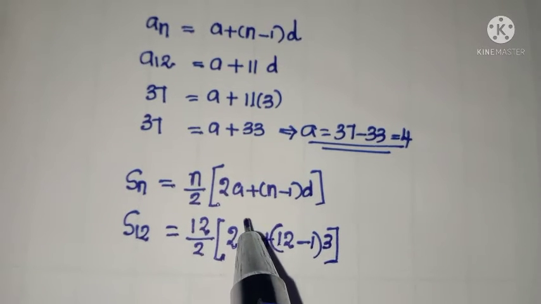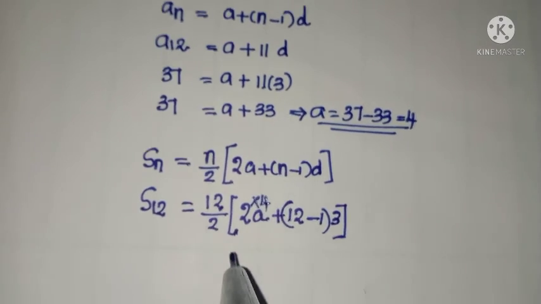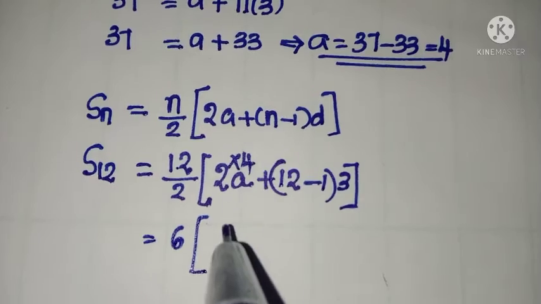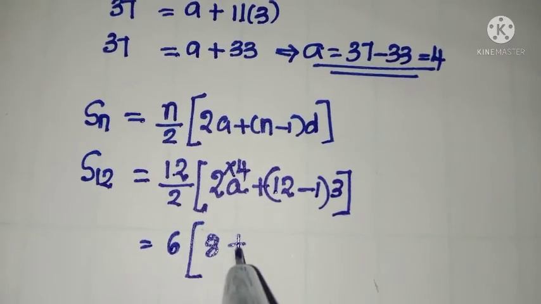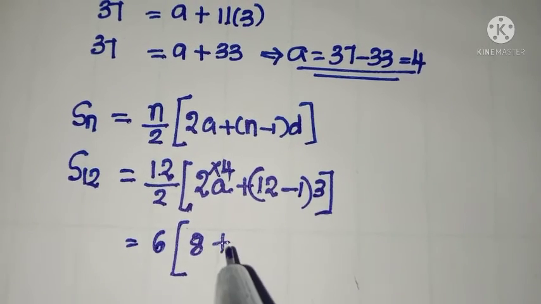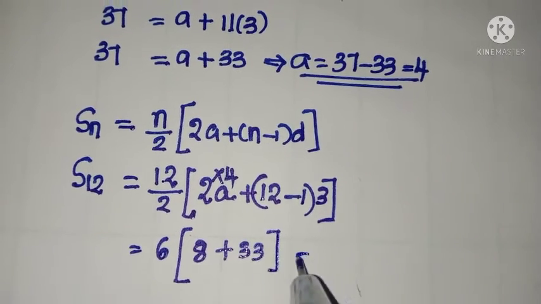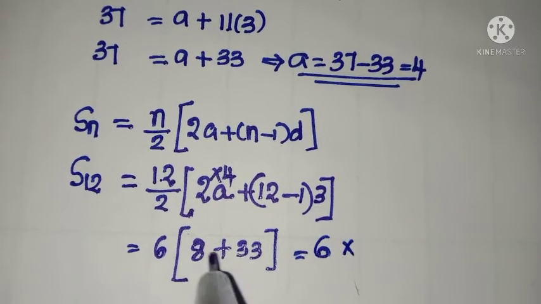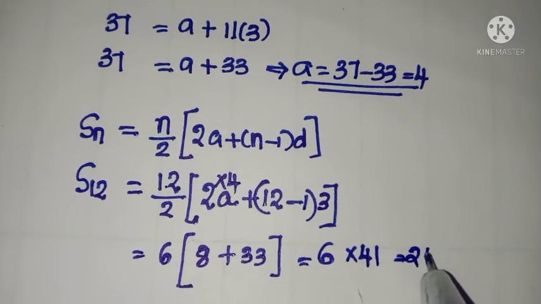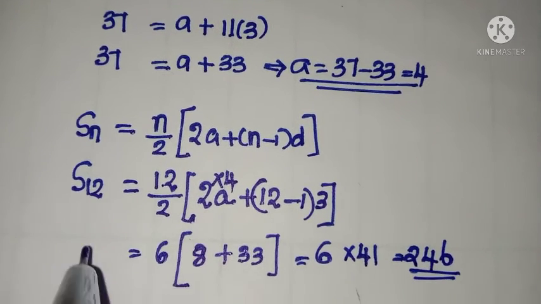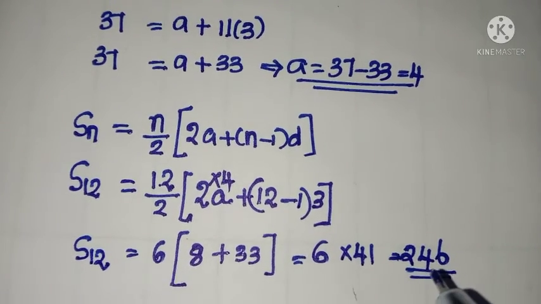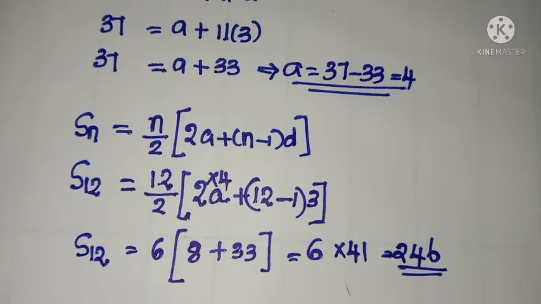So this can be written as 2 into 4. 12 by 2 is 6. 6 into 2 into 4, 8 plus 12 minus 1, 11. 11 into 3, 33. That is 6 into 8 plus 33, 41. 41 into 6 gives 246. So this is equal to S12. That is sum to 12 terms of the AP is 246.